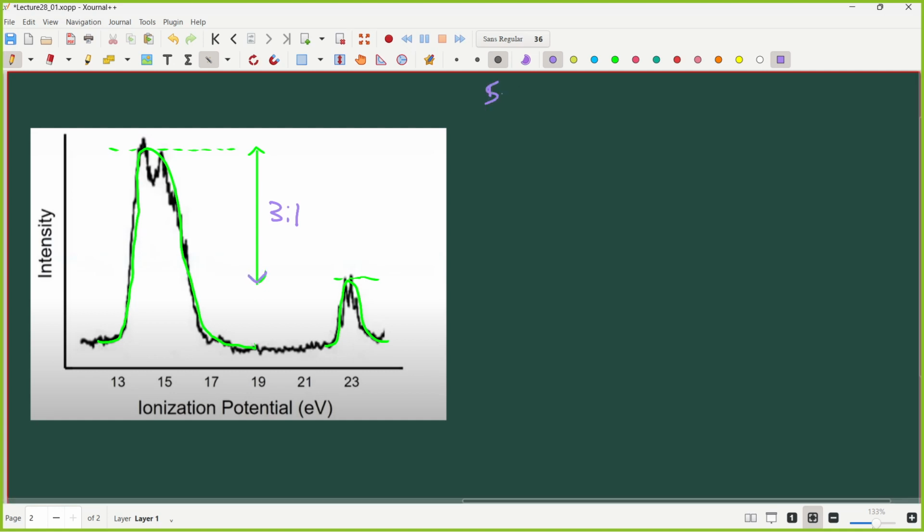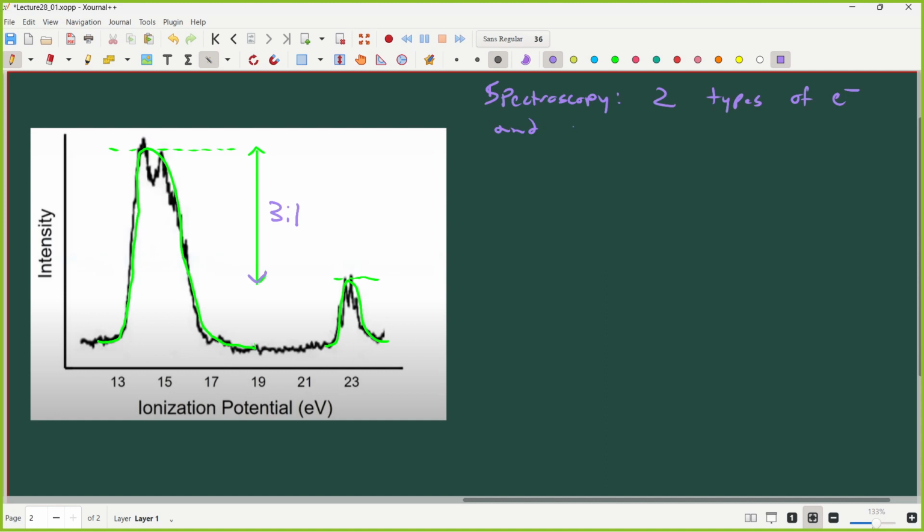So the photoelectron spectroscopy says there are 2 types of electrons, 2 types of molecular orbitals, if you will, bonding molecular orbitals, and one has 3 times more electrons. Well, that sure sounds like our second prediction, doesn't it? And in fact, that's exactly the thing. There are 2 different types of electrons. Not all of the bonding electrons in methane are equivalent.